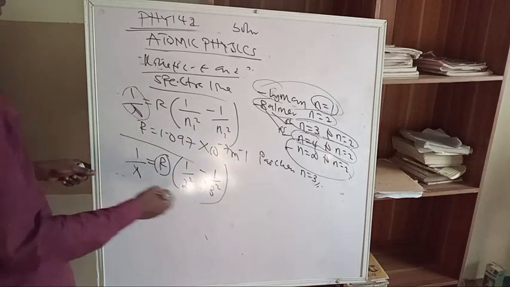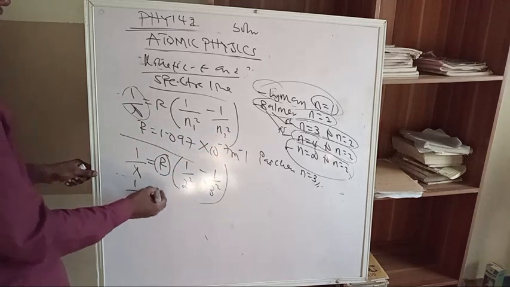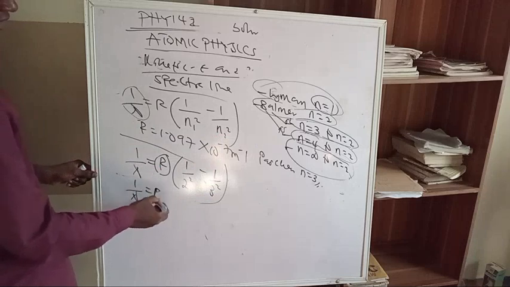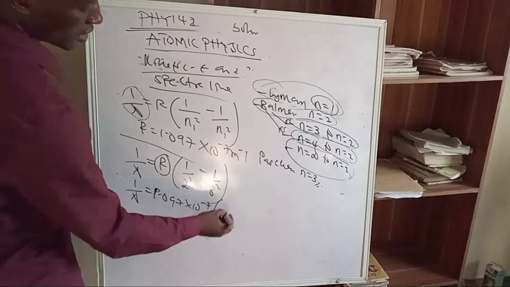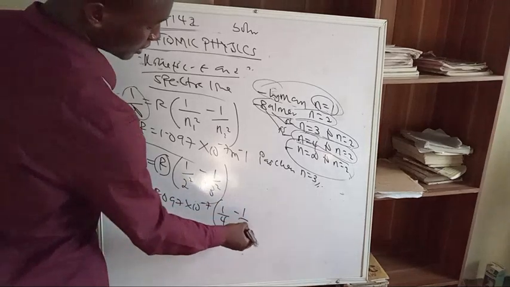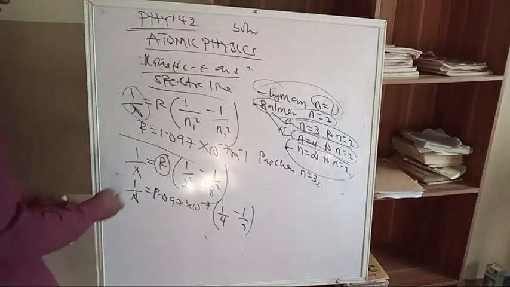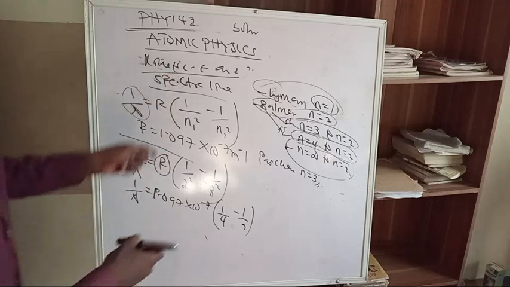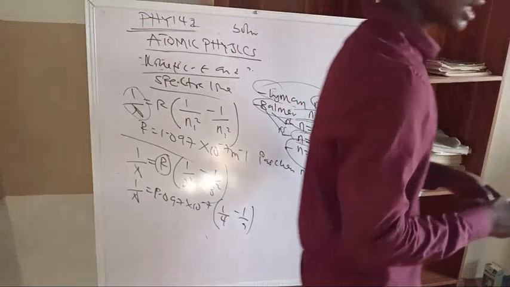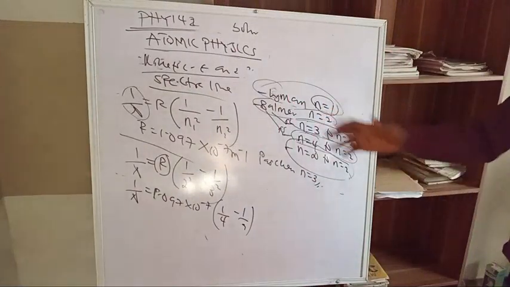Then, of course, you know what to do. I'll find the value of lambda. So I now have R, 1.097 times 10 raised to the power minus 7, open bracket, 1 over 2 squared is 4, and the other is 9, right? You find the LCM, input it, make lambda the subject of the formula, and you have your answer. So that is what we call spectral line. That is how to go about some of the things there.